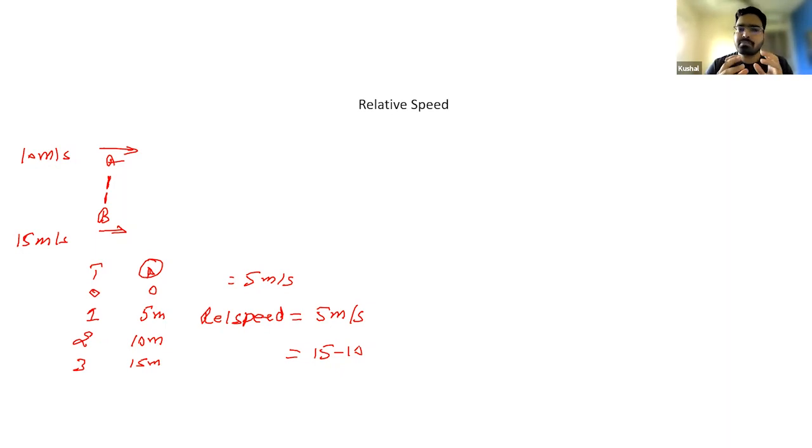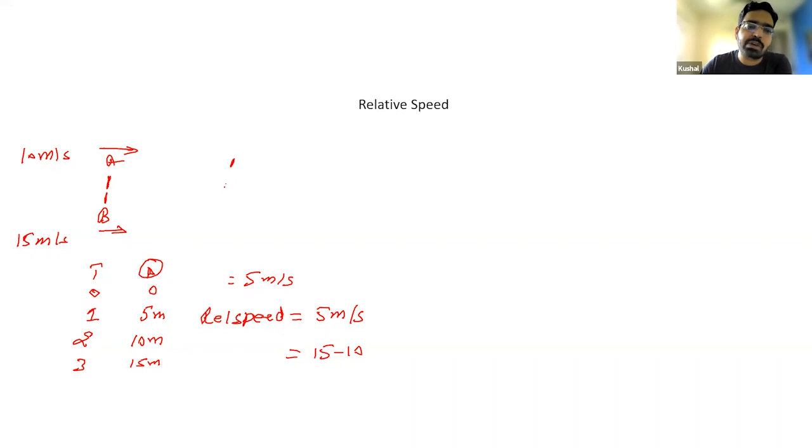So the rate at which the distance between the two is increasing is called the relative speed in this case. Now, when they're moving in the same direction, is it necessary that the distance will always increase? No, it is not necessary. It may happen that the distance between the two is decreasing when they're moving in the same direction as well, right? That depends of course upon the opening condition.